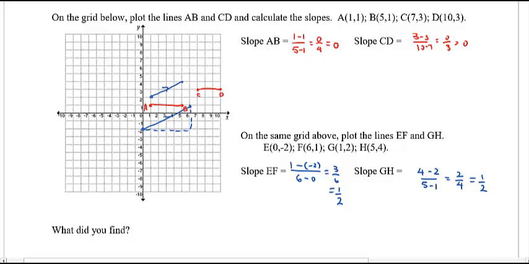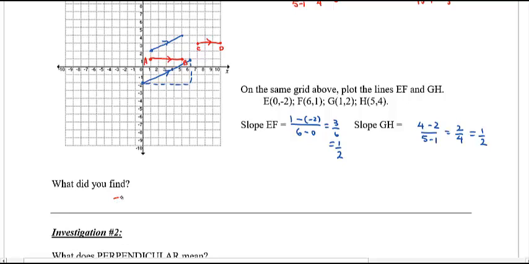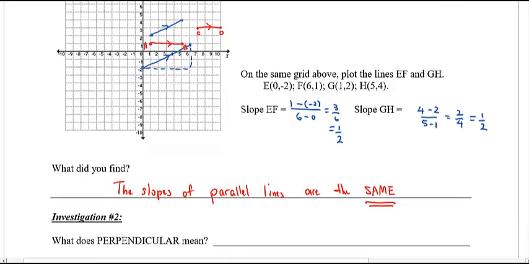And I hope you can visualize that these lines in blue are parallel, and of course these lines in red are parallel. So what do you find about parallel lines and their slopes? If you said they're the same, you are correct. So the slopes of parallel lines are the same. Good. Parallel lines, slopes the same.